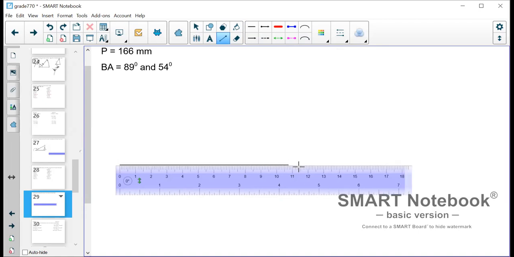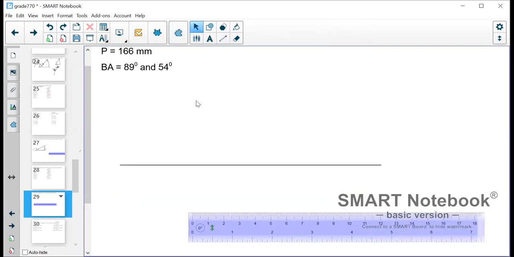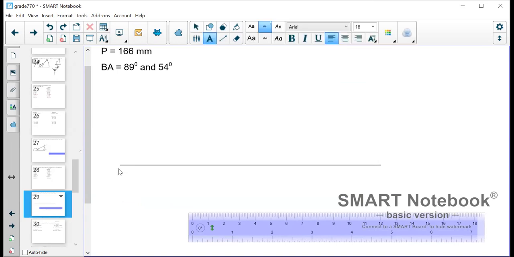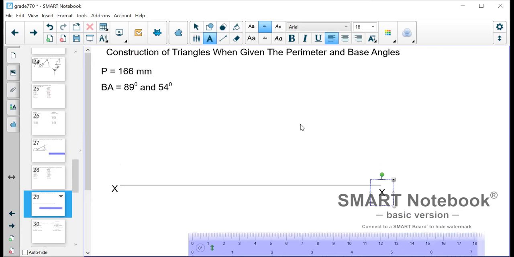All right, so the baseline is 166 mm, that is 16.6 cm. All right, of course, I would label it, but I would not use AB, because normally we use AB as the base. So I'll just use X and Y in this case, to represent this baseline. Good.